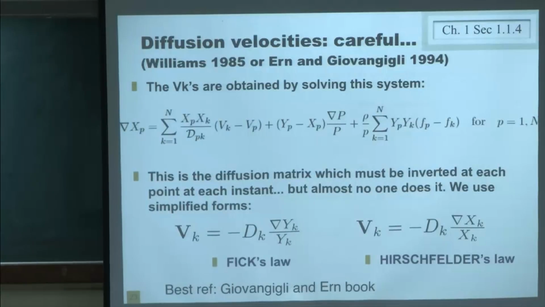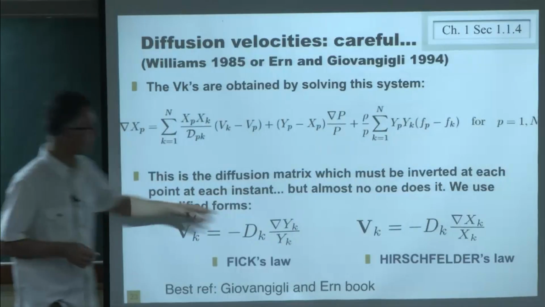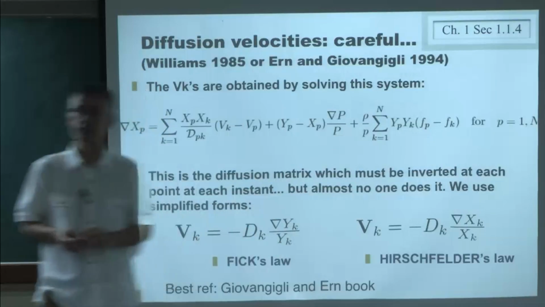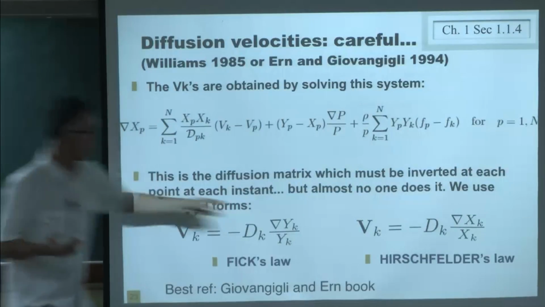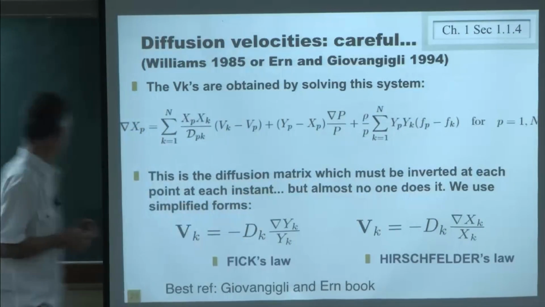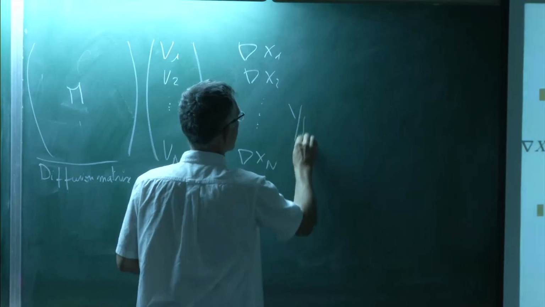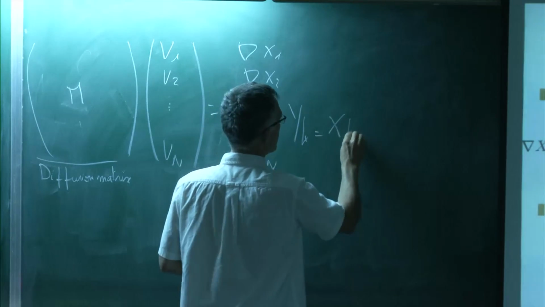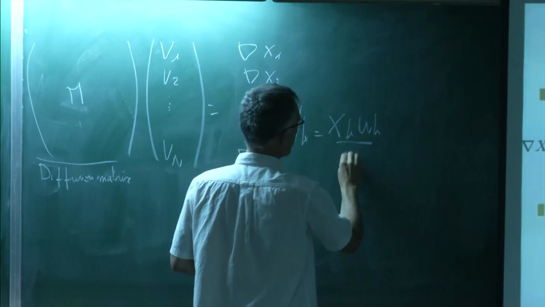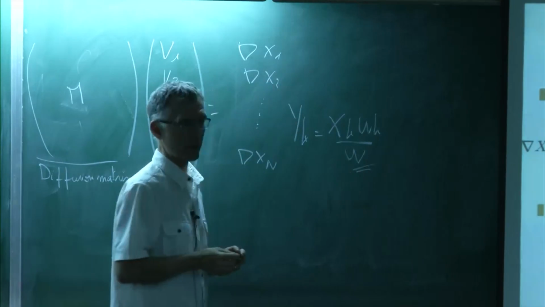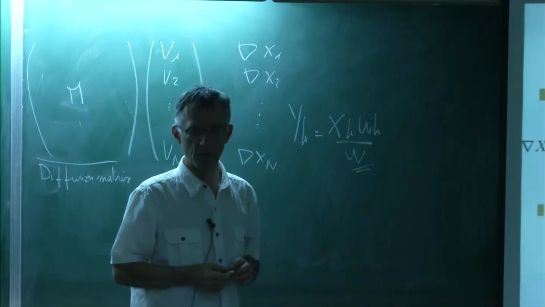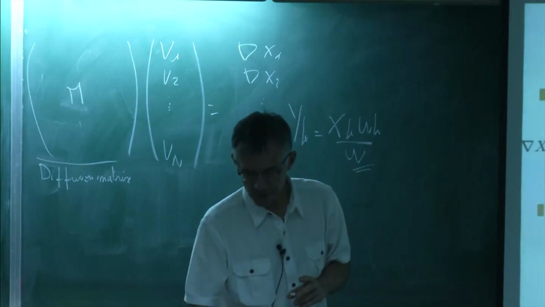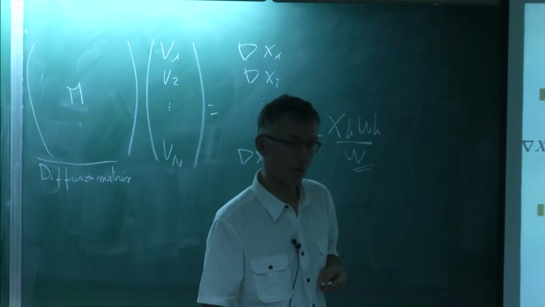Now, depending on which code you use, if you take a look at the code, you will see that sometimes you will find a Yk here, and sometimes you will find an Xk. There are some differences between the two, because Yk is not equal to Xk. Yk, in general, is equal to Xk multiplied by Wk over W. And W, the mean molecular weight, is not a constant, so the two gradients don't have to be equal. So that's a first trick if you want to use these things.